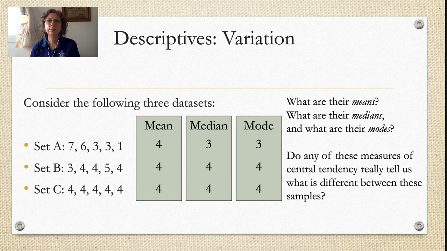Did any of these measures of central tendency really tell us what is different about these three sets? Not really. Are they the same? They're definitely not the same. But the measures of central tendency really did not get at what is different about those three sets of data. So let's talk about the basic forms of measures of spread.